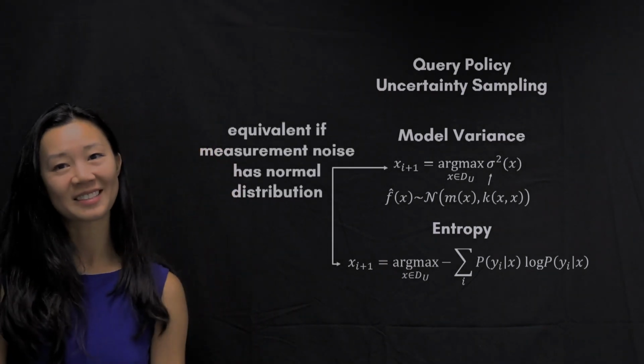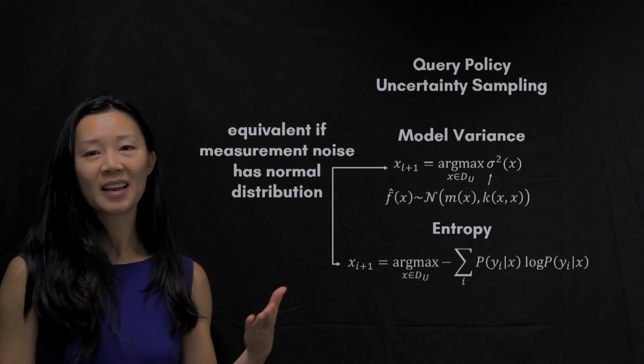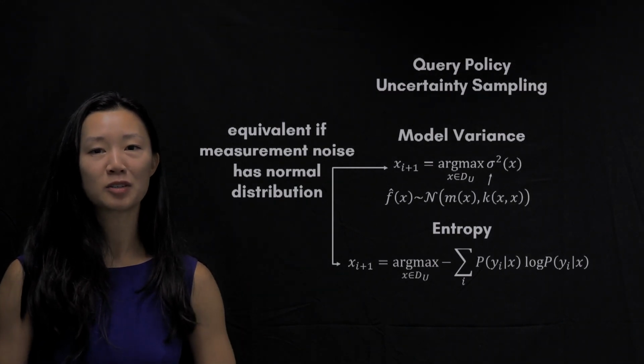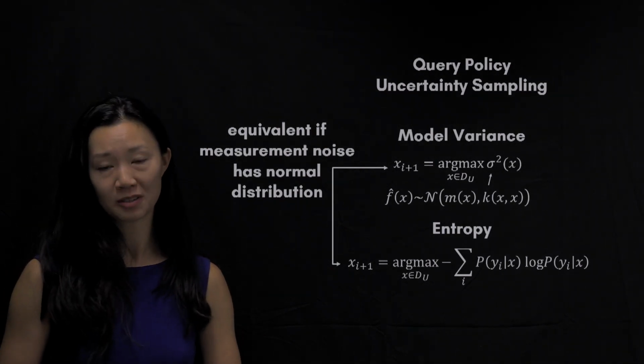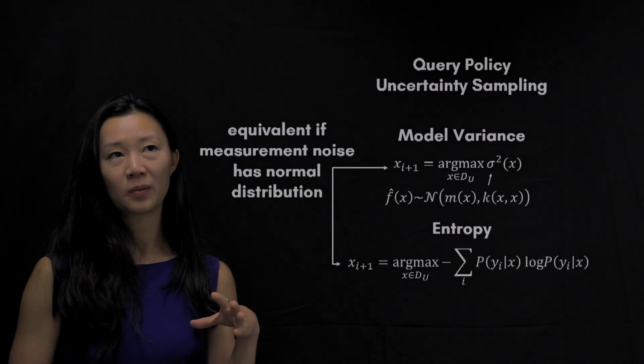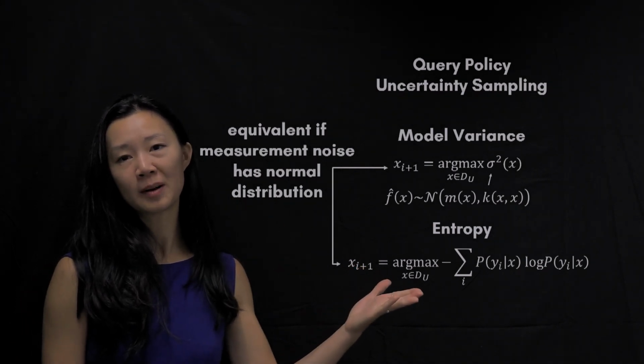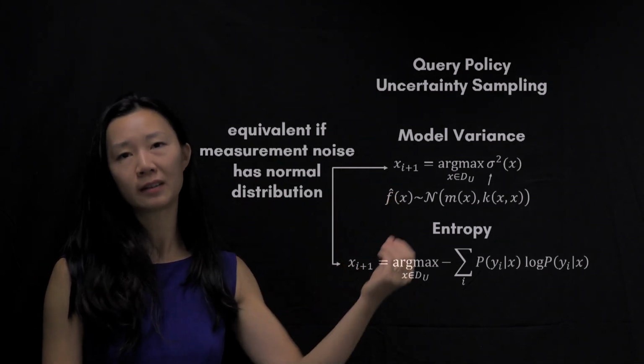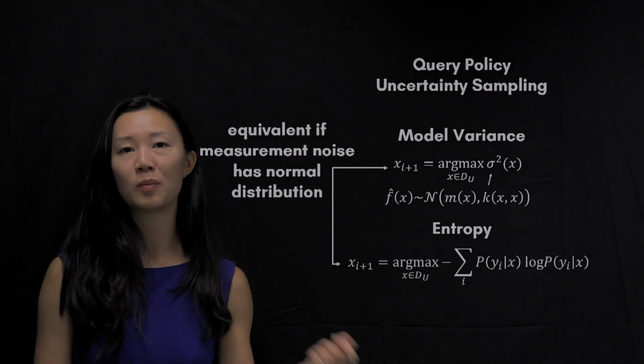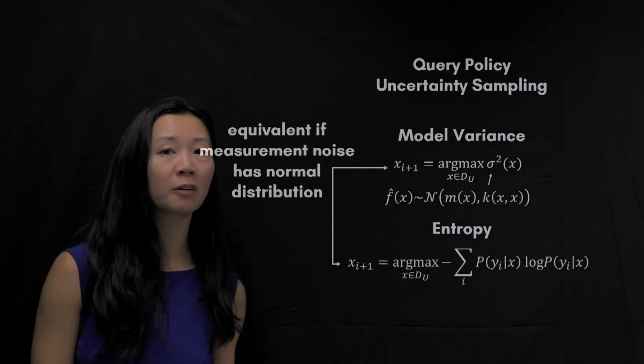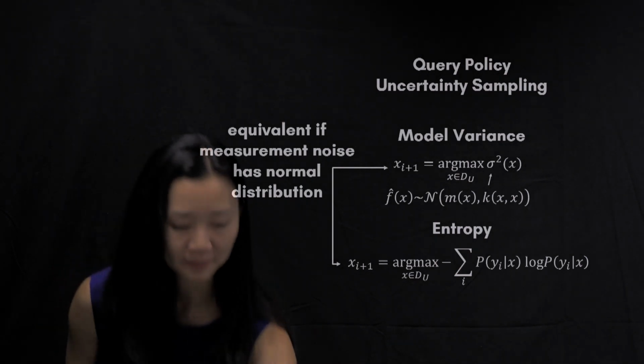What is convenient is that entropy and model variance are equivalent if the measurement noise has normal distribution. And so we can take what is appreciated about machine learning and just collapse it into a very simple calculation of model variance that typically falls out of probabilistic models.